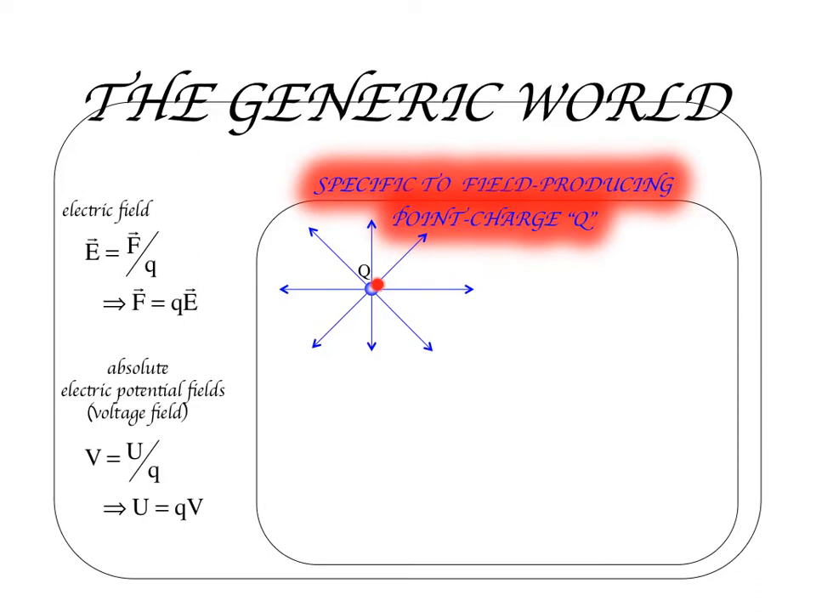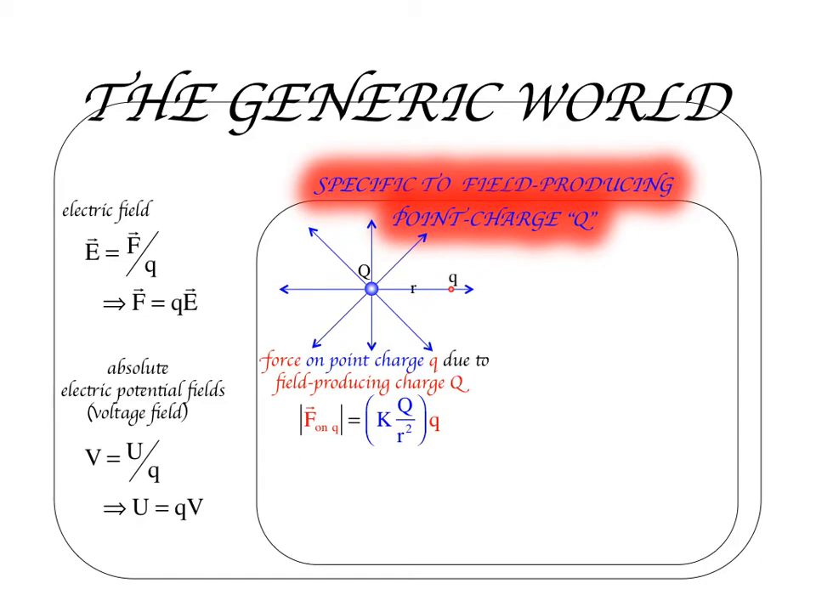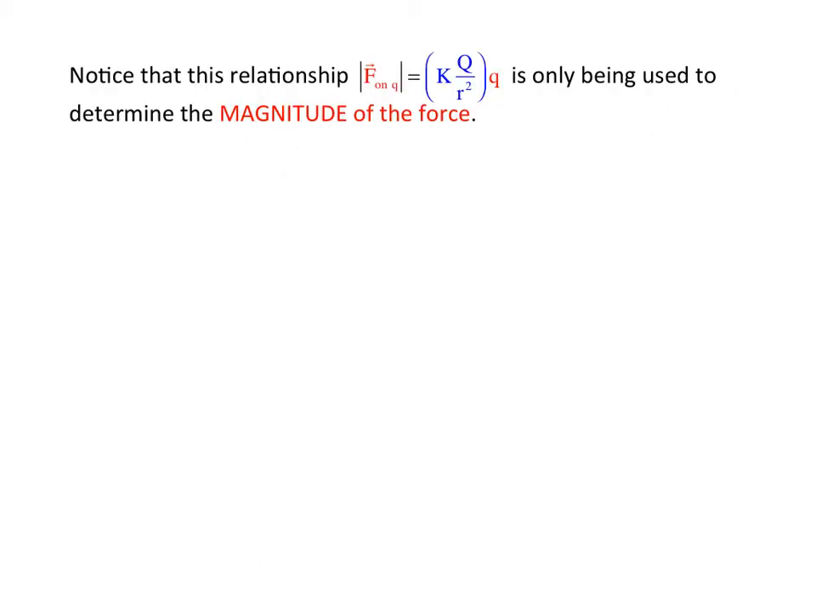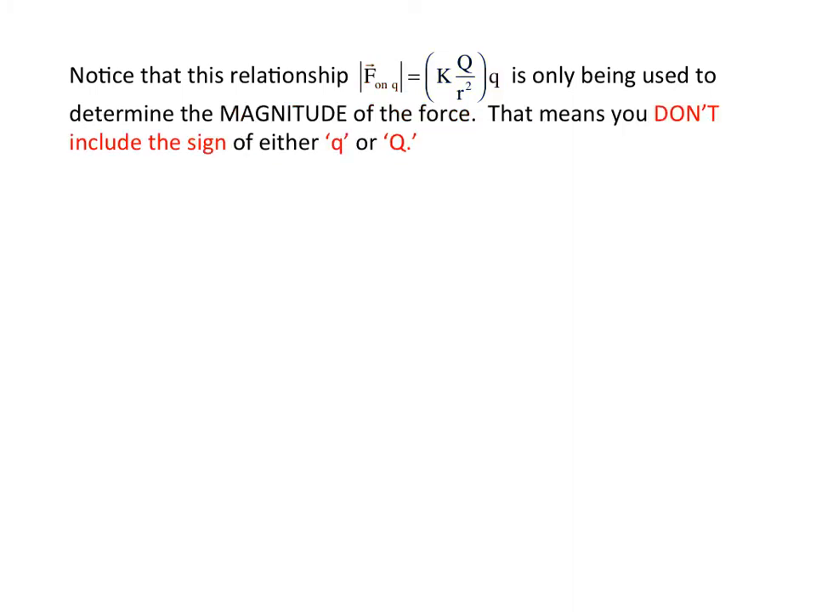So here we have a point charge, and here are its electric field lines radiating outward. And I'm going to place a charge Q R units away from it. You know from class that there is a Coulomb force on that charge whose magnitude is going to end up equaling KQq over R squared. So as I said, this relationship is really only useful if you're trying to figure out the magnitude, which is to say you don't include the sign of Q or q. If the field producing charge is negative, you do not include the negative sign when you use this relationship. All you're trying to do is to figure out how big the force is between the two charges.